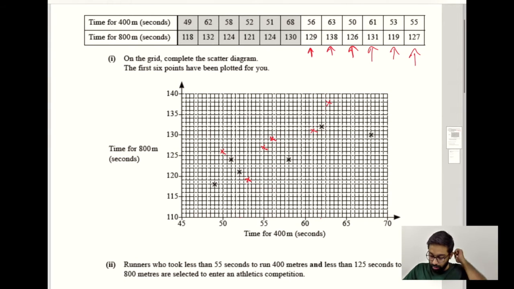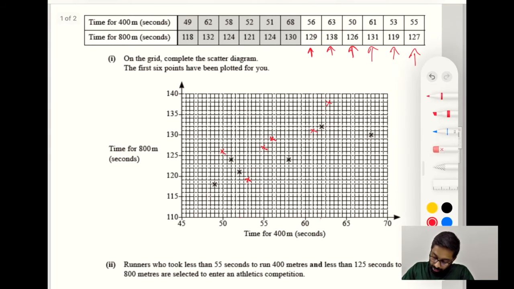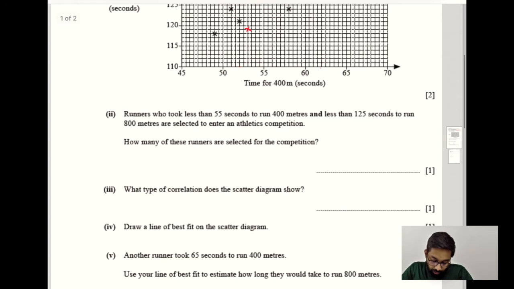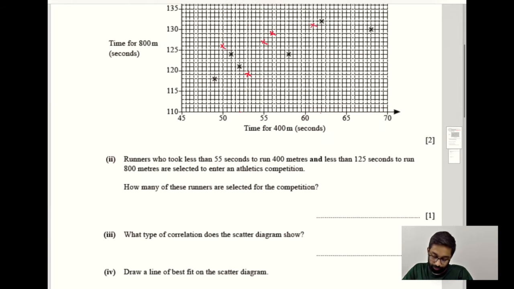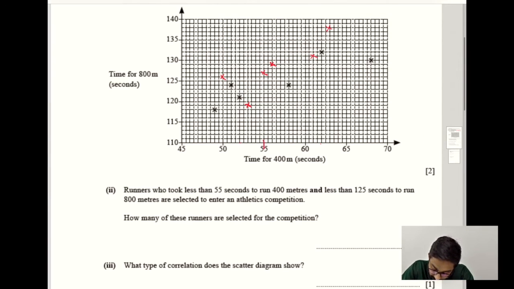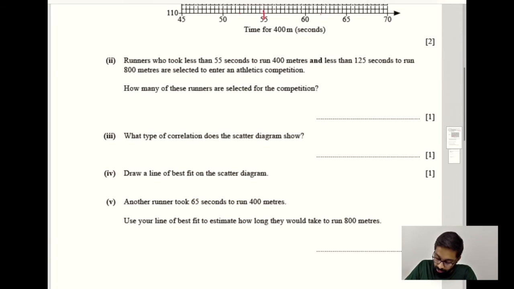Okay. The next part of the question says runners who took less than 55 seconds to run 400 meters and less than 125 seconds to run 800 meters are selected to enter an athletics competition. How many of these runners are selected for the competition? That means it needs to be below 55 and below 125. So it's this point, this point, this point, and this point. There are 4 runners. So let's write that here.